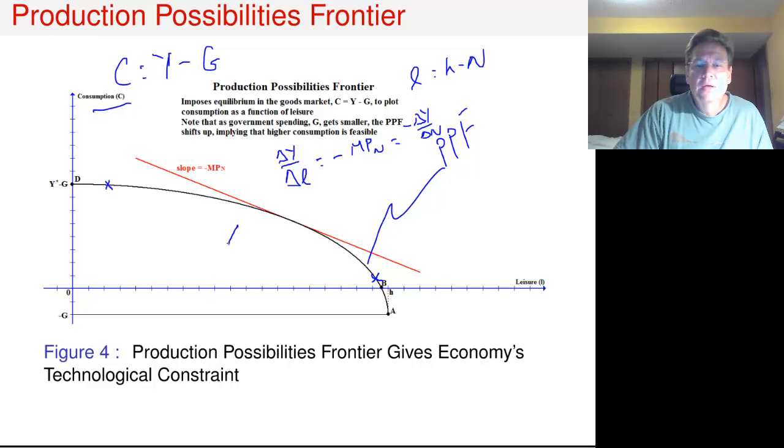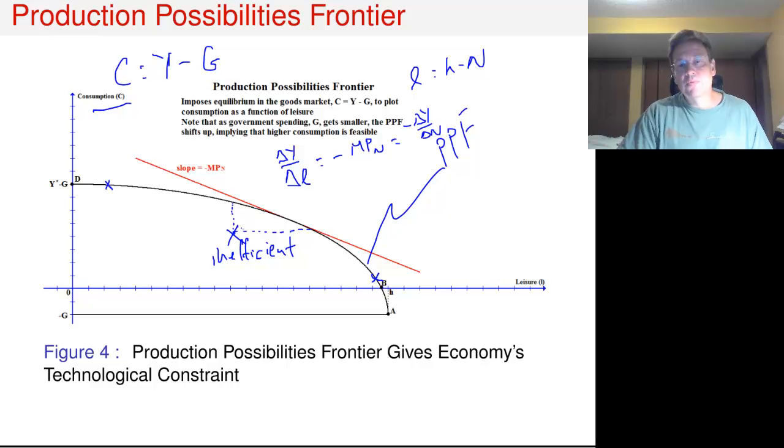By the way, a point inside this PPF, this production possibility frontier, means that you are producing inefficiently. And the reason for that is you can actually produce more consumption without producing any less leisure, or alternatively, you can produce more leisure without producing any less consumption. And so if you're operating inside this PPF, then you know that the economy is operating inefficiently.